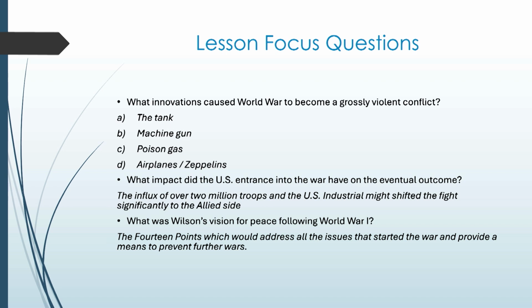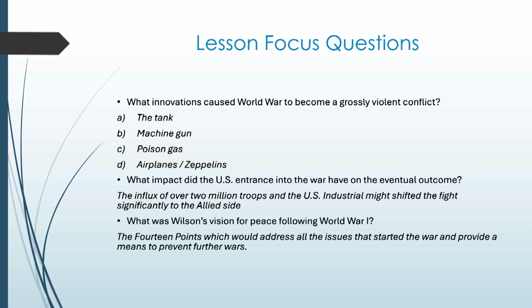What impact did the United States' entry into the war have on the eventual outcome? We said that because the United States of America was fresh to the fight, and we brought 2 million troops and our U.S. industrial might to make war materials, whichever side the United States got involved on would win this war. And we got involved on the side of the Allies, and the Allies won.